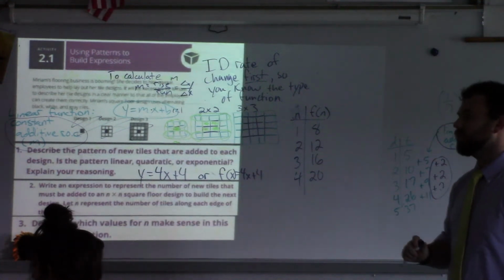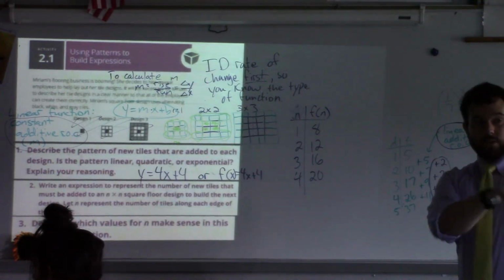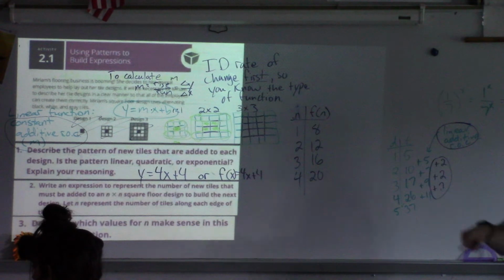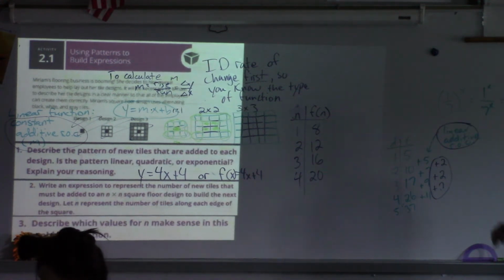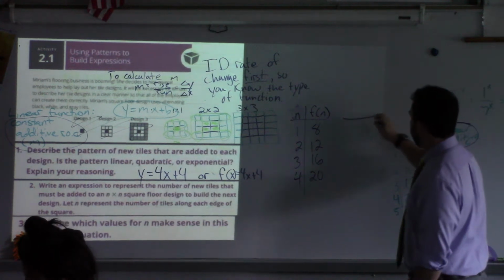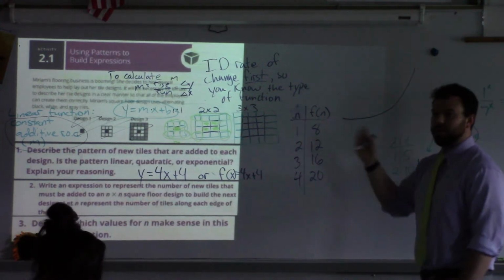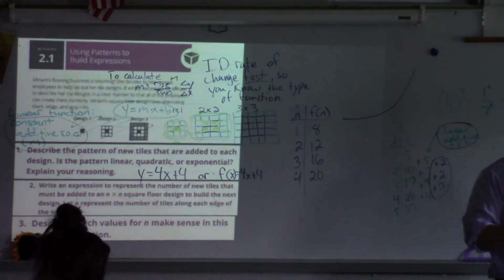Table. A table. Now, if you make a graph out of it, the graph very quickly tells you what type of function, because if it's a line, it's linear. If it looks like a U, what's that U shape called again? Parabola. What type of function is that? Quadratic. If it looks flat and then it curves quickly up or goes the other direction, that's what kind of function? Exponential.